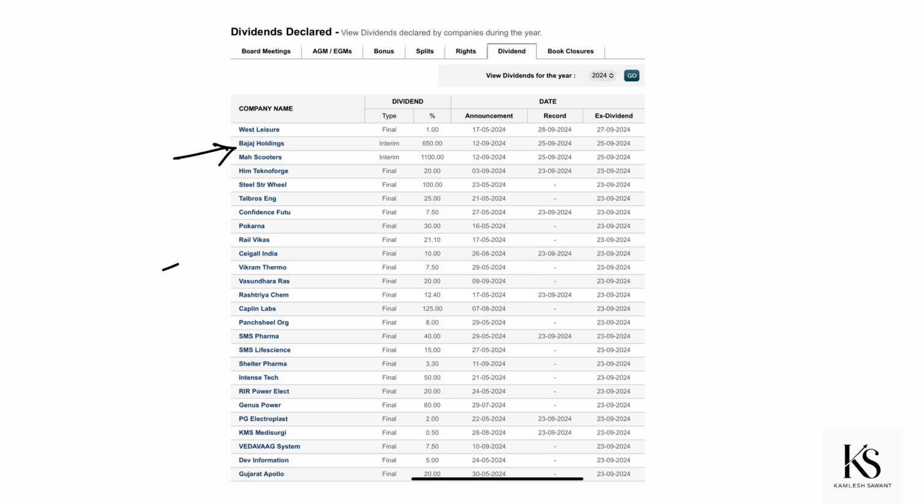Rail Vikas has declared interim dividend. It has declared 21% of dividend on face value. It was announced on 17th May 2024. Ex-dividend date is 23rd September 2024. Rashtriya Chemicals has declared interim dividend. It has declared 12% of dividend on its face value. It was announced on 17th May 2024. Ex-dividend date is 23rd September 2024.